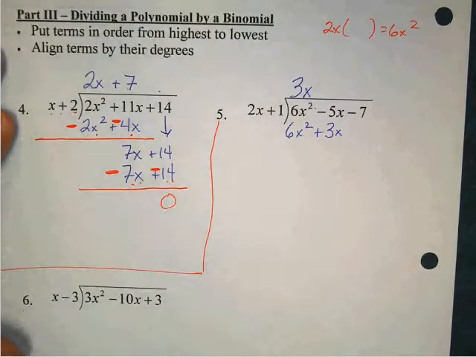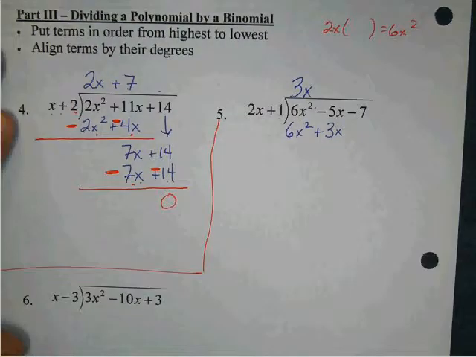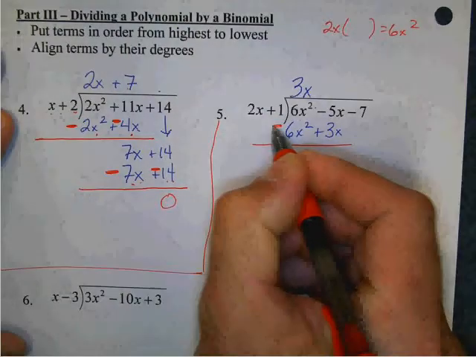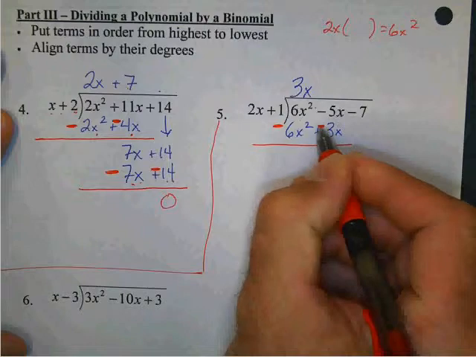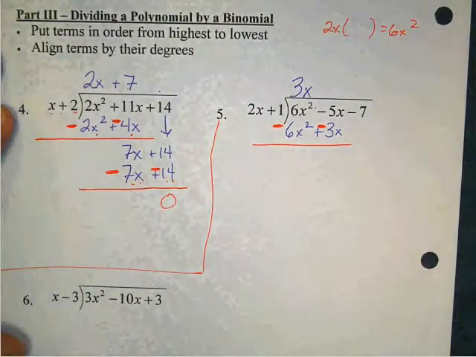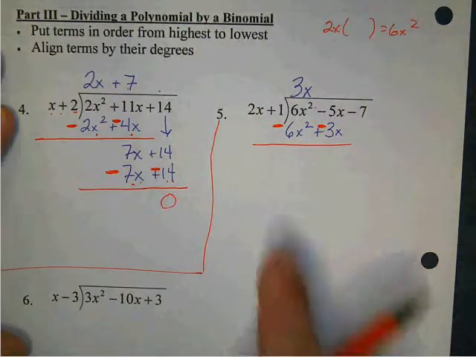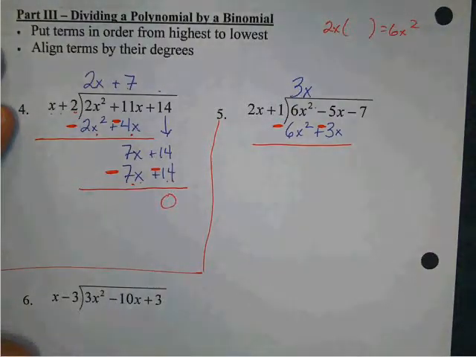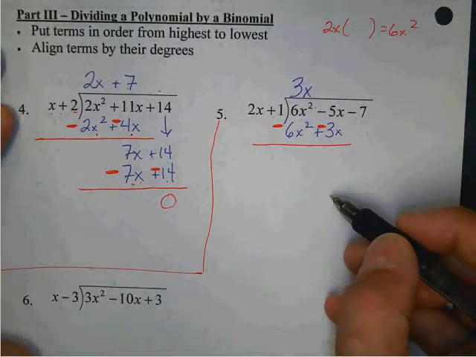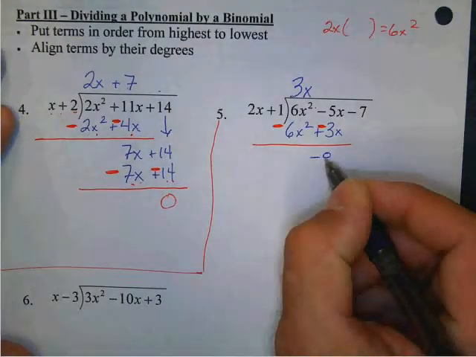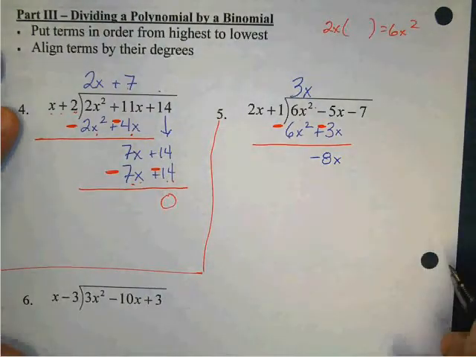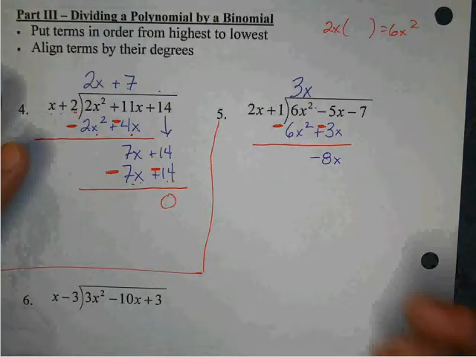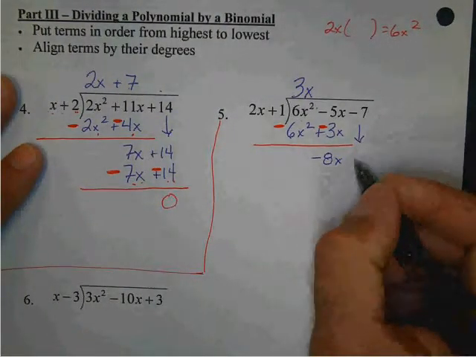Now I change colors, and what am I going to do next? Be careful here. Change the first sign and change the second sign. Now we add them up. What happens to the x squareds? Gone, right? What about our x's? Negative 8x. End of step 1? So now what? Bring down the negative 7.